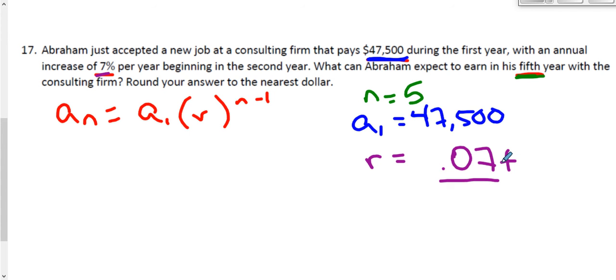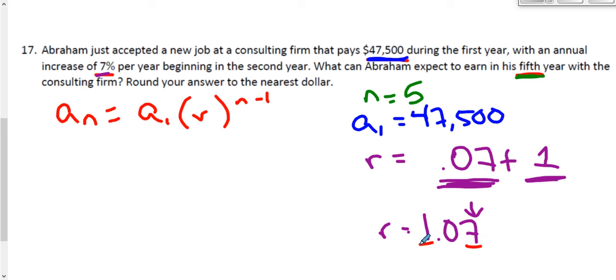And this rate is given as a percent. So I have to take the increase of 7% plus the amount of his original salary as a percent. Now his original salary is 100% of the money he makes. So I have to add it to the number 1. So his actual rate is going to be 1.07. If I use this as my rate instead, it's going to take the increase and the original and add them together to tell me his new salary instead of just telling me the increase.